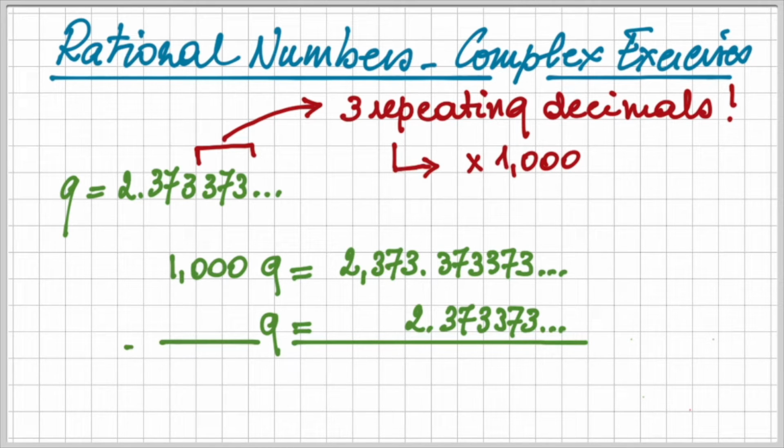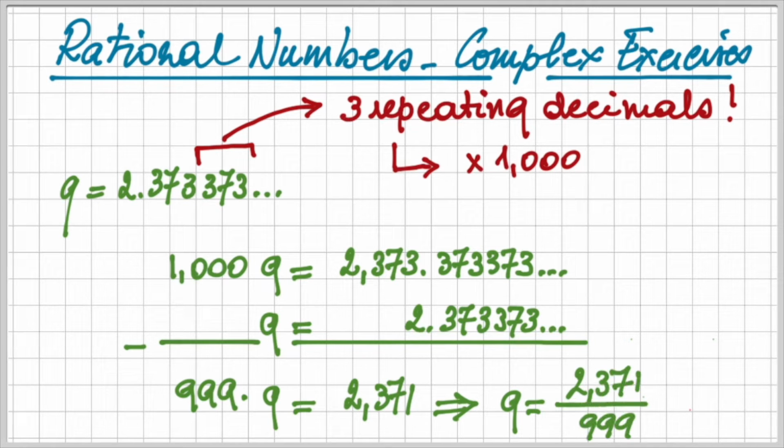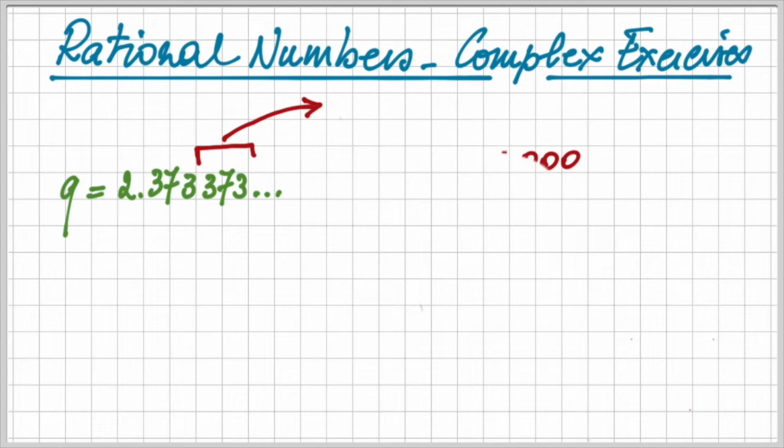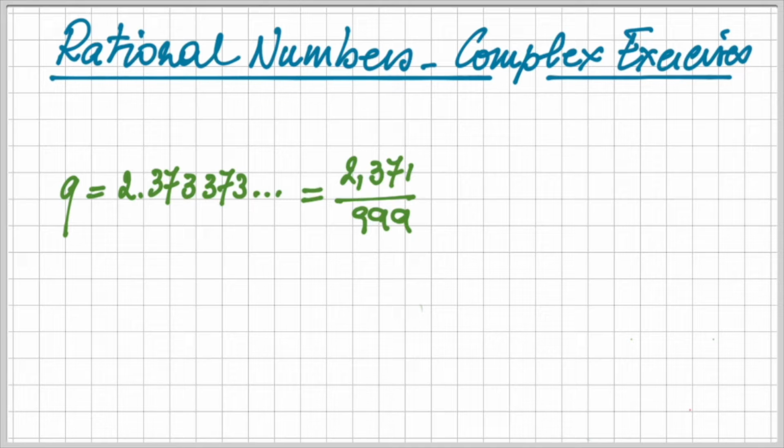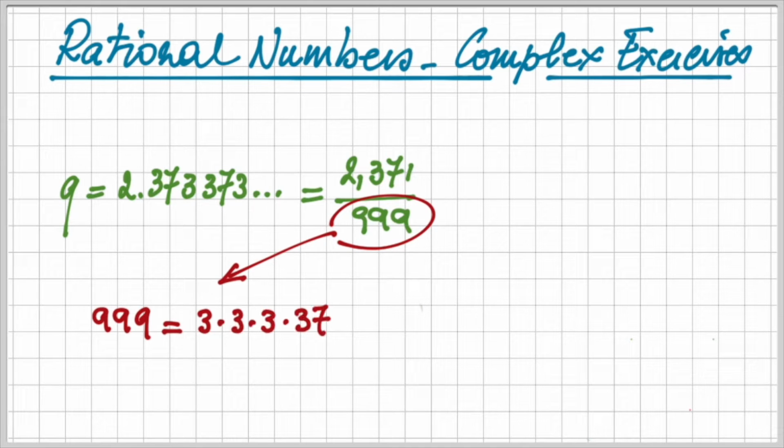2.373373. And we see that in this case, we find on the left-hand side 999Q, and on the right-hand side 2371. And we see that all the decimals have disappeared. Now the next thing we do is to say that Q is equal to 2371 divided by 999. Now we can continue here, and what we have to do is to find the simplest form.